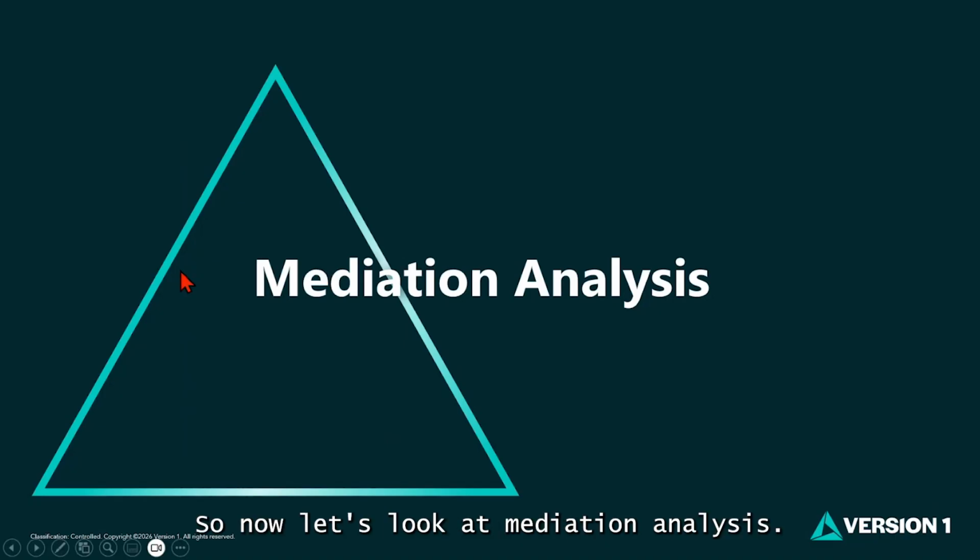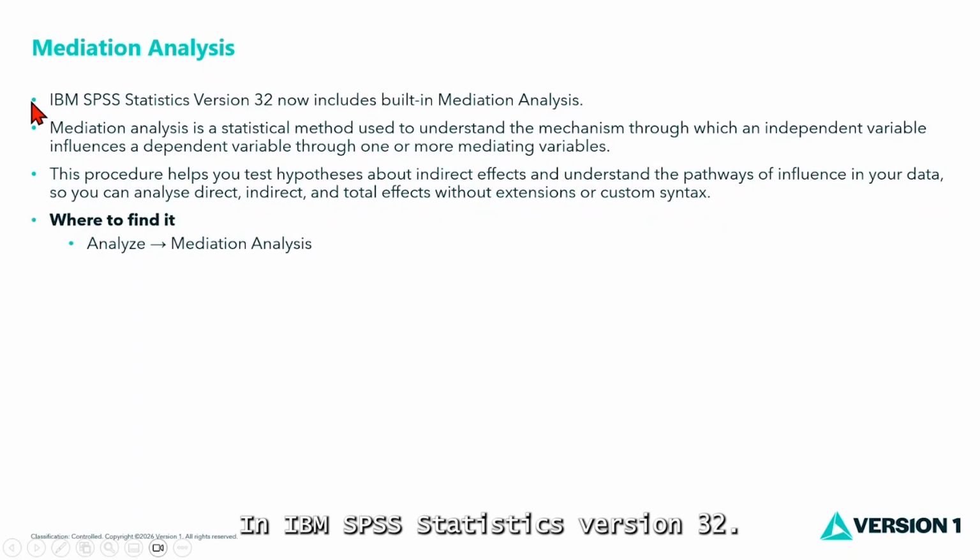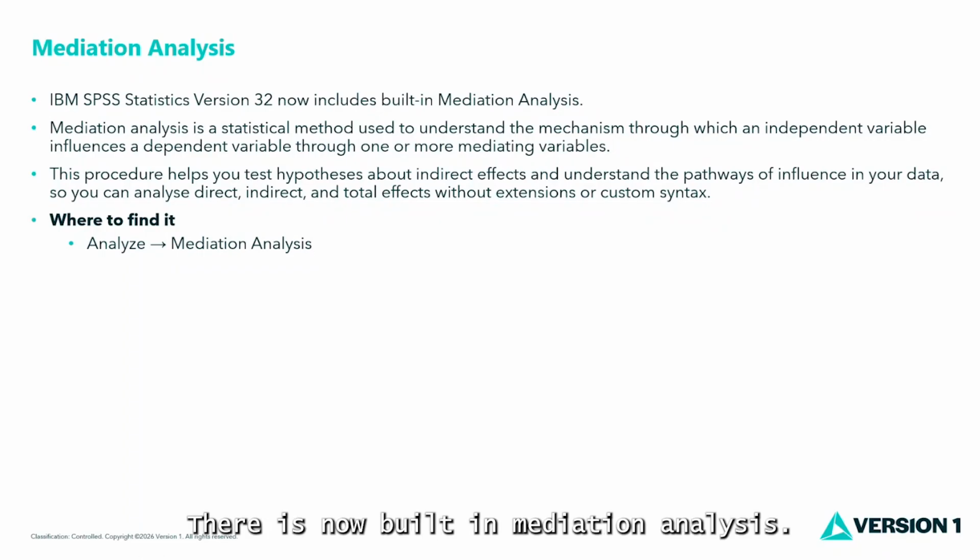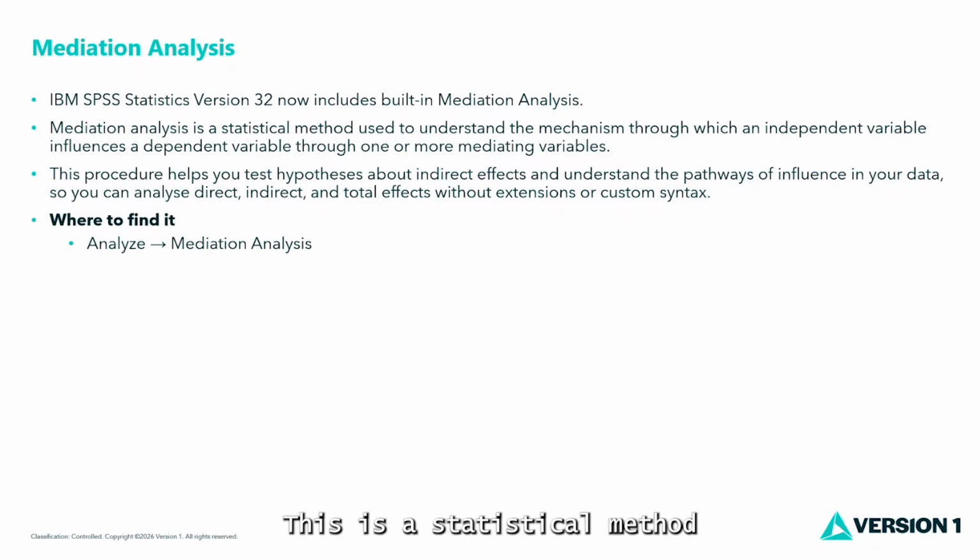So now let's look at mediation analysis. In IBM SPSS Statistics version 32, there's now built-in mediation analysis. This is a statistical method that is used to understand the mechanism through which an independent variable influences a dependent variable through one or more mediating variables. So it helps you test hypotheses about indirect effects and understand the pathways of influence in your data. This is so you can analyze direct, indirect, and total effects without the reliance on extensions or custom syntax. You'll be able to find it when you go to the Analyze menu and you select Mediation Analysis.